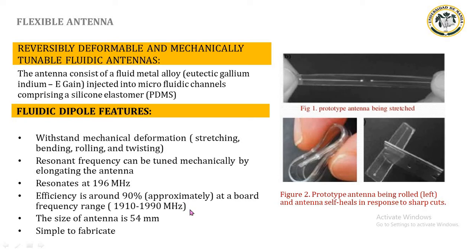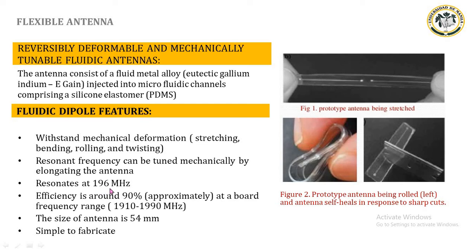Reversibly deformable and mechanically tunable fluidic antennas. The antenna consists of a fluid metal alloy, eutectic gallium indium (EGaIn), injected into microfluidic channels comprising silicone elastomer, or PDMS. Fluidic dipole features withstand mechanical deformation such as stretching, bending, rolling, and twisting. Resonant frequency can be tuned mechanically by elongating the antenna.